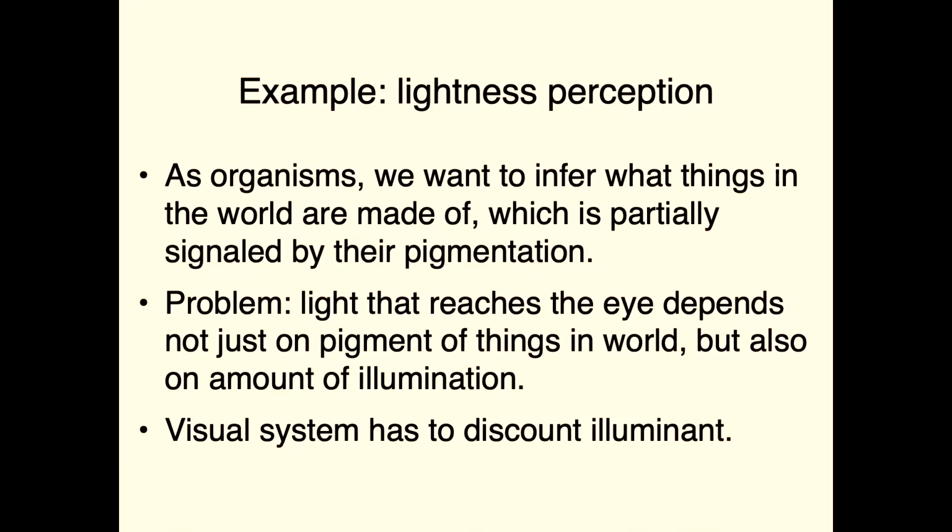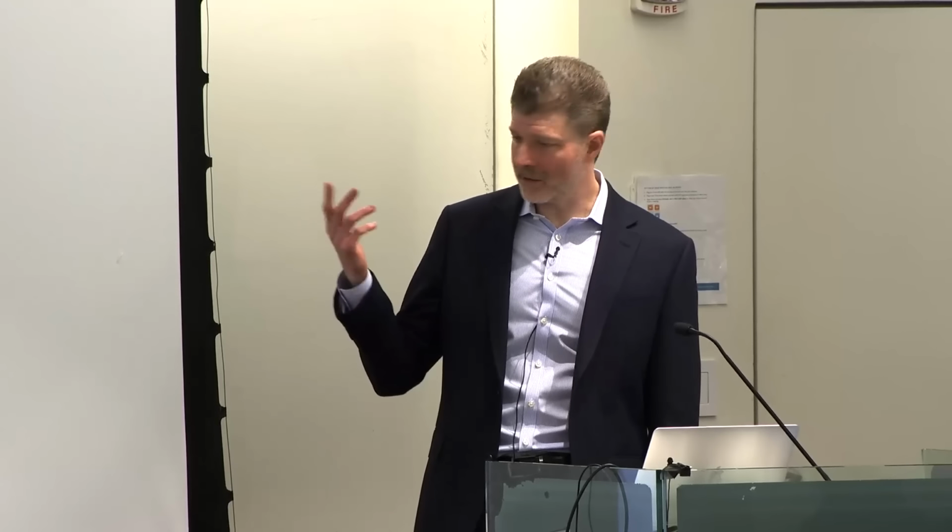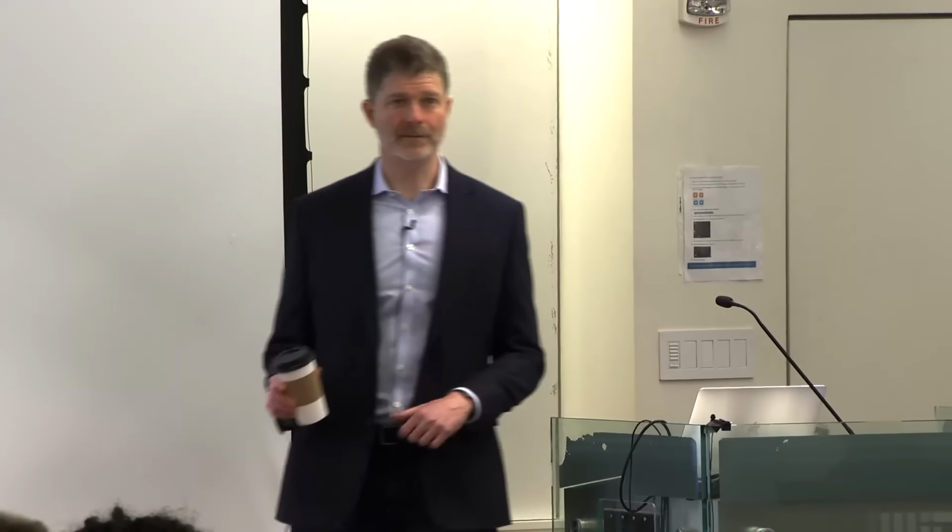Another great example of this is lightness perception. As organisms, we typically want to infer what things in the world are made of, and that is partially signaled by their pigmentation. Now the problem that we face is that the light that reaches your eye from an object depends not just on the pigment of things in the world, but also on the amount of illumination.